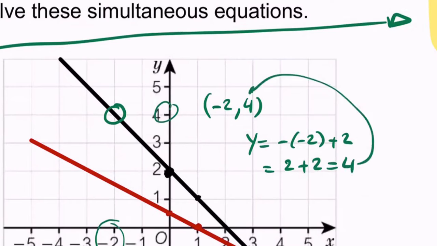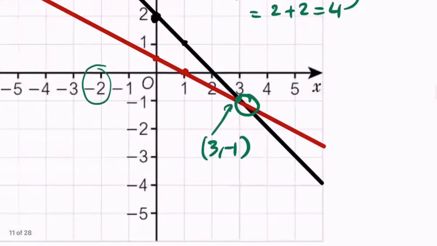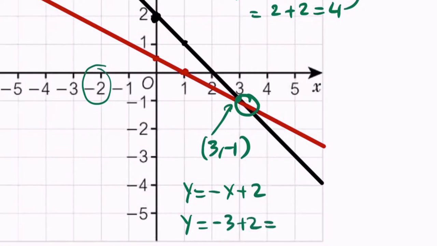Okay, so that's what I have told you. If you know the x, you will put the y expression here and check that it's okay. So let us go for one point, this point, which is 3 and negative 1. Let us test it in both lines, whether it satisfies both lines or not. So the first line is y equals negative x plus 2. So y equals negative 3 plus 2, which equals negative 1, which is this one.